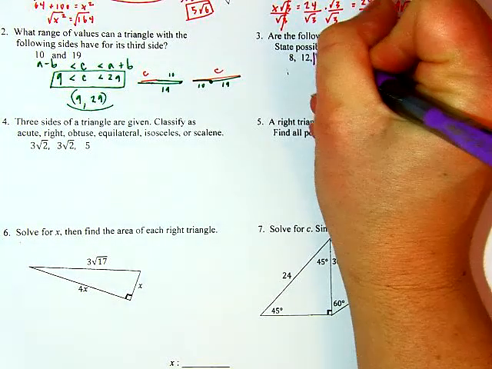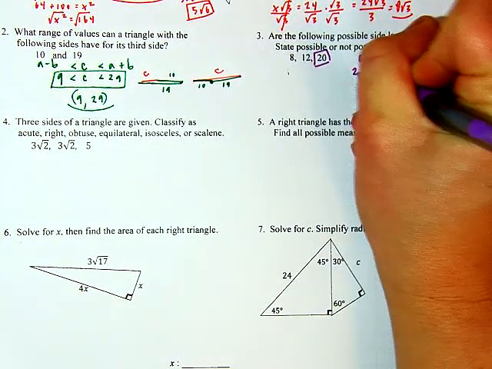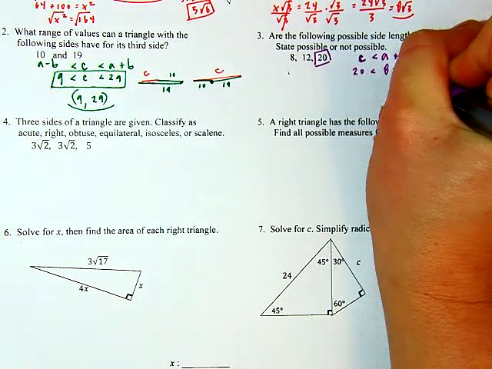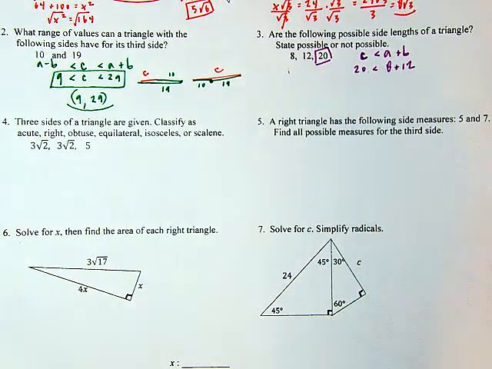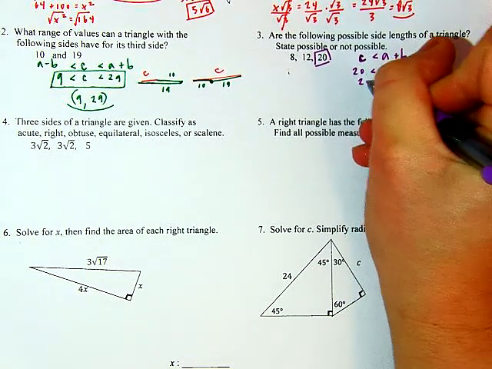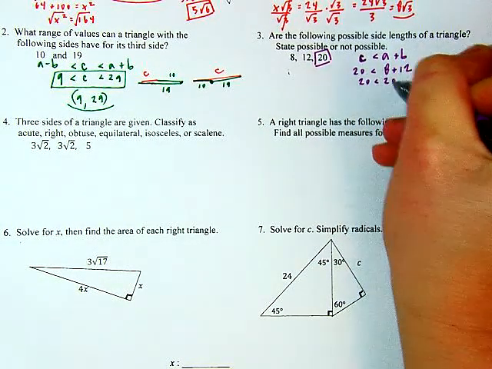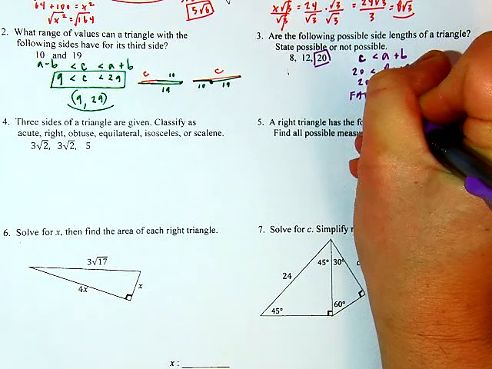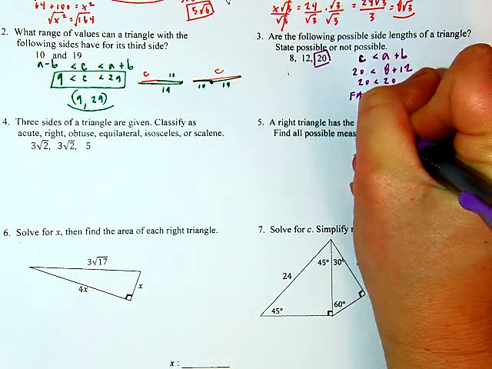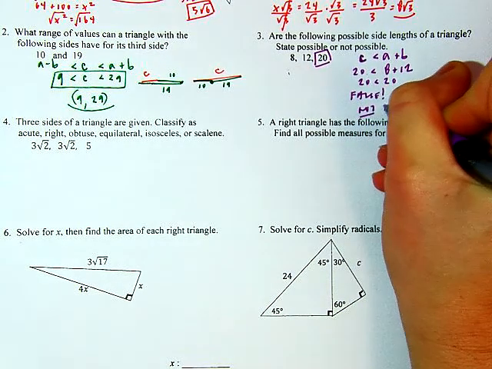So 20 is my biggest side, so that's my C. Is 20 less than 8 plus 12? Well, no, it's not less than itself. That's silly. 20 is not less than 20. That's a false statement, which means it is not possible.